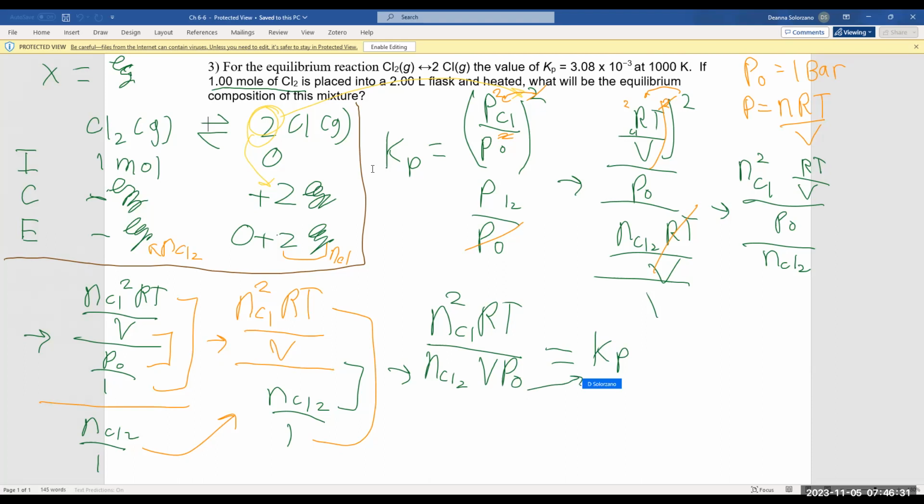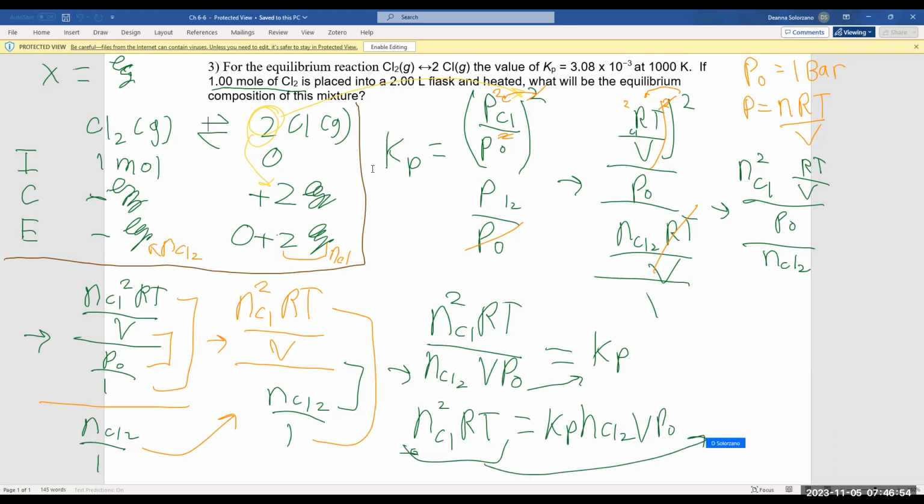And cross multiply that so that nCl squared RT is equal to Kp nCl2 V P naught. And then from there you can move this side over. So then we get 0 is equal to nCl squared RT, no, I'm way over here. Oh my gosh. nCl RT.